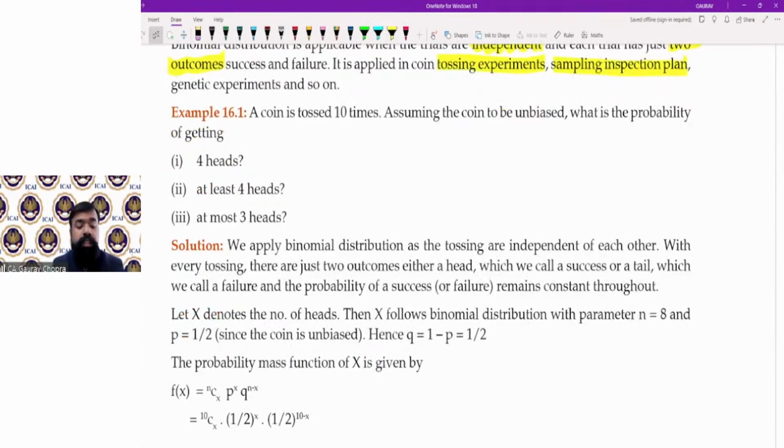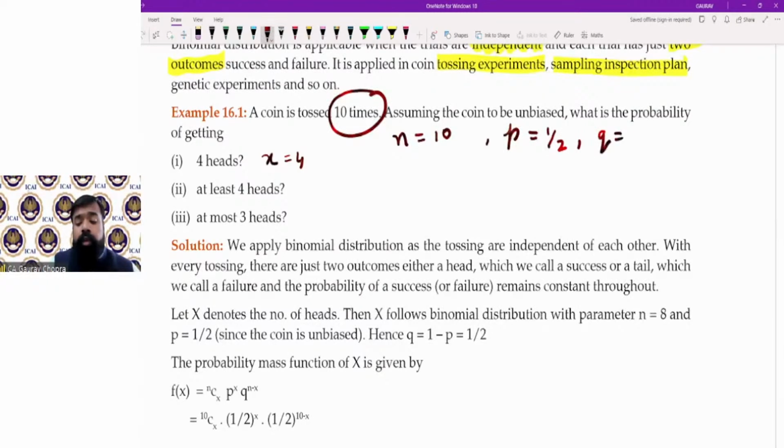Okay. So now 16.1, this example you can easily solve now because this pattern we have covered. So let us understand the question first. A coin is tossed 10 times. So what is 10? It is n. Assuming the coin to be unbiased, it is a normal coin. What is the probability of getting 4 heads? Now, since 4 heads is there, so what will be x? X will be 4. What about P and Q? Because we are getting head, so P will be half, and the failure will also be half, that is 1 by 2.